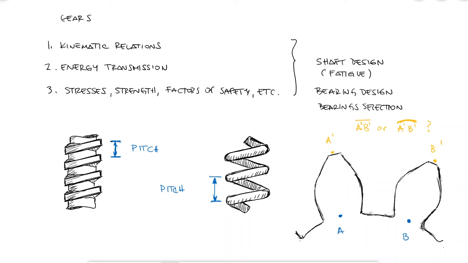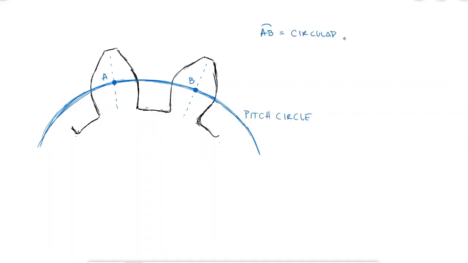We define circular pitch as the arc distance from one tooth to the next, which means it is not the distance on a straight line, but a distance along the circumference of a circle, in this case, along the pitch circle. The pitch circle is what separates the dedendum from the addendum.